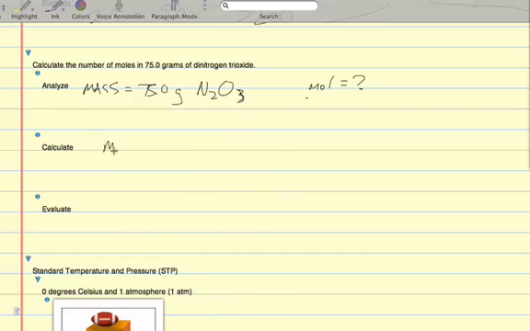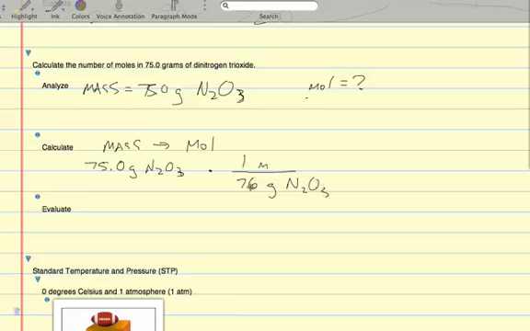I'm going to convert mass to moles is my conversion, and I list what I know. I have 75.0 grams N2O3, and I'm going to multiply that by a conversion factor. I always try to get rid of the grams, so I'm going to put grams down here. I look up the molar mass of N2O3 and I find that it's 76 grams per mole. So there's 76 grams in 1 mole of N2O3. And I can figure that out again by reviewing my periodic table.